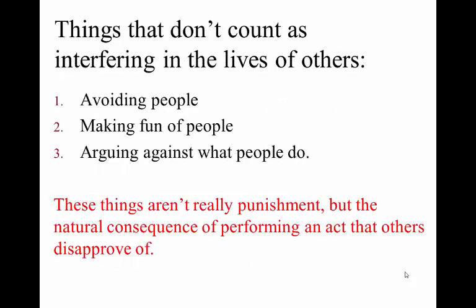Mill also talks about what you can do when people act badly but do not harm others. He says that you cannot force them to stop what they are doing, but you can make fun of them, avoid their company, argue that what they're doing is morally wrong. This is because the things you can do aren't really punishment. All these things are just the natural consequences of whatever act you're criticizing. So if you don't like the way someone is living their life without hurting anyone else, you can just stay away from them.